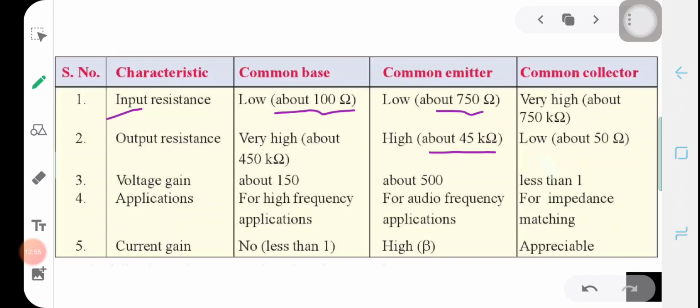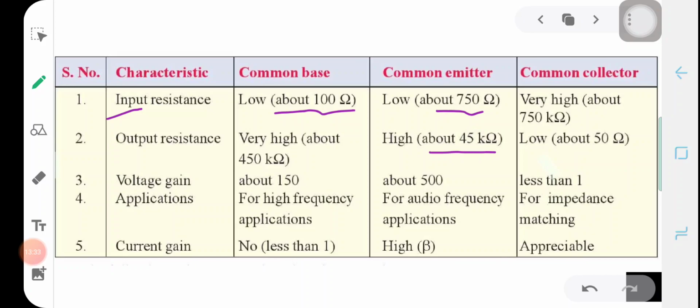Now if we consider the important parameters, the current gain and voltage gain, the common base configuration has a voltage gain around 150, but the common emitter will have a voltage gain of 500, and common collector does not have any voltage gain. That means the voltage gain is less than 1. So the output voltage will be less than the input voltage in the case of a common collector connection, but in the case of a common emitter connection, we will get a voltage gain around 500 times the input.